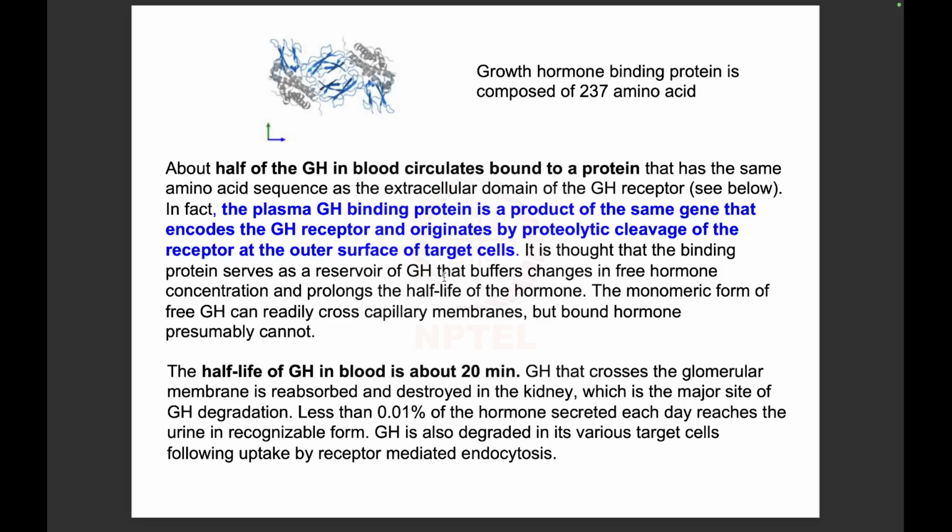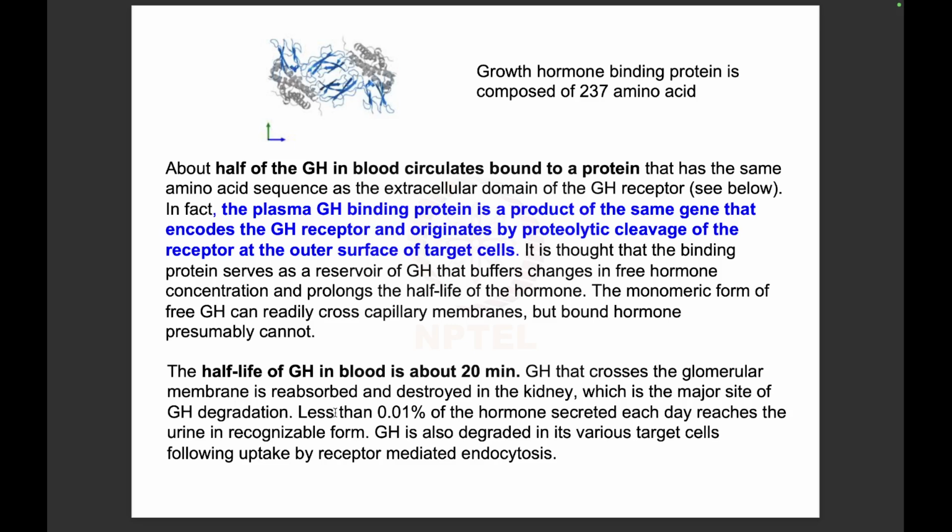It is thought that the binding protein serves as a reservoir of growth hormone that buffers changes in the free hormone concentration and prolongs the half-life of the hormone. The monomeric form of the growth hormone can readily cross capillary membranes, but bound hormone presumably cannot.